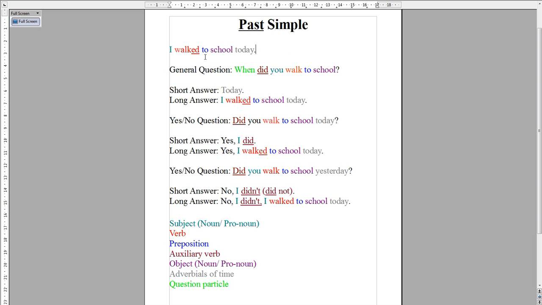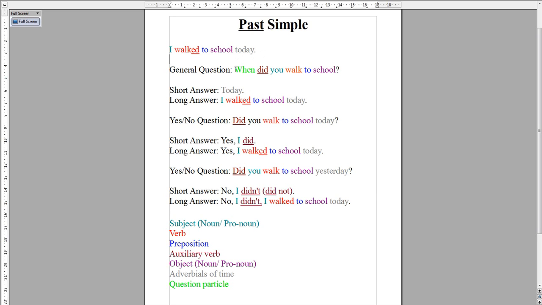The past simple obviously indicates events that happened in the past at one point in time. Here we've got our sentence, I walked to school today. We've got the pronoun, our subject, I. We've got our verb, walk, in the second form, i.e. walked. And we have our object, school. We also have the preposition to, and we have the adverbials of time, today.